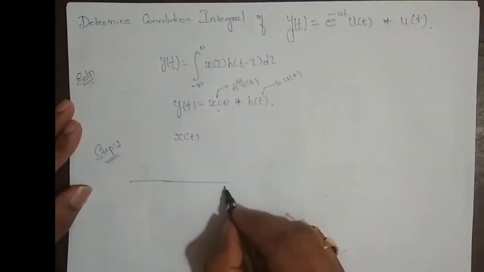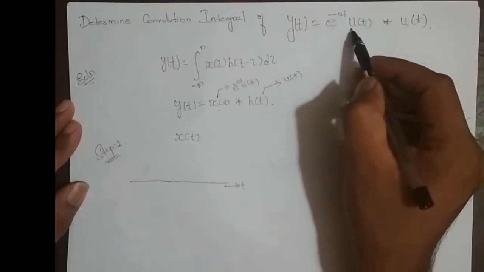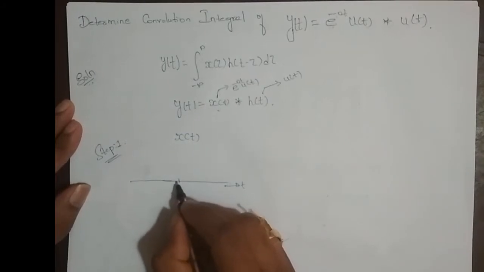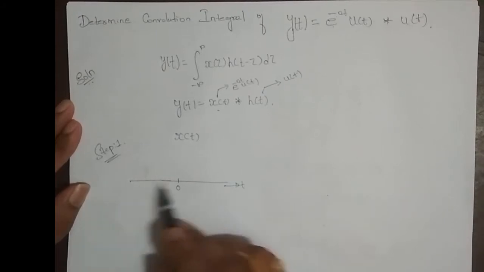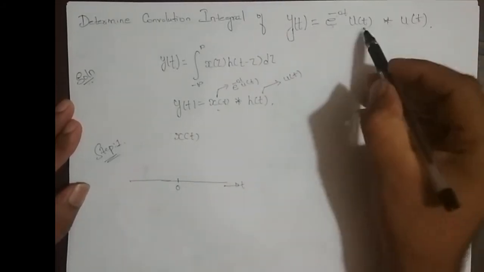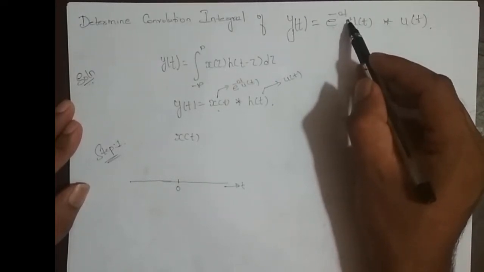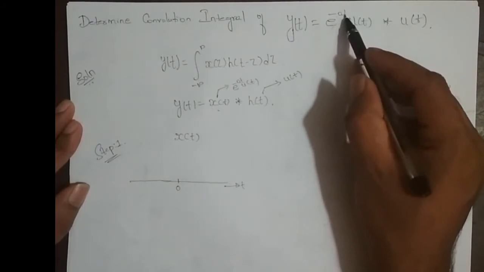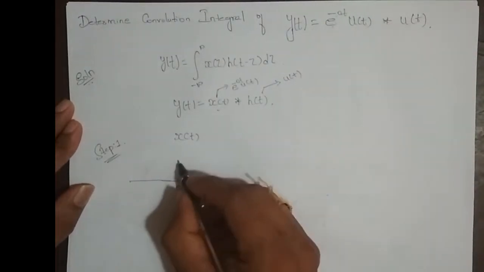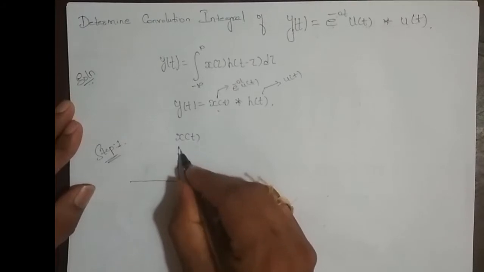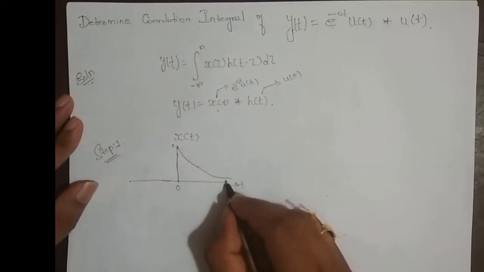Now this is e power minus at u of t. Since we have u of t, we don't have any amplitude in the negative side of t, but we have amplitude in the positive side of t. If this is e power minus at, it's an exponentially decreasing signal. If this is e power plus at, then it is an exponentially increasing signal. So since it is e power minus at, it is an exponentially decreasing signal, which is 1 at t equal to 0.